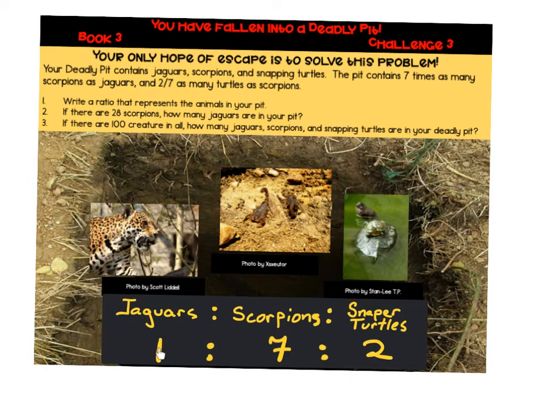1:7:2. You could also write 1:2:7:2. That would be fine as well. However, this is what it should look like, my friends. All right, let's move on to number 2.